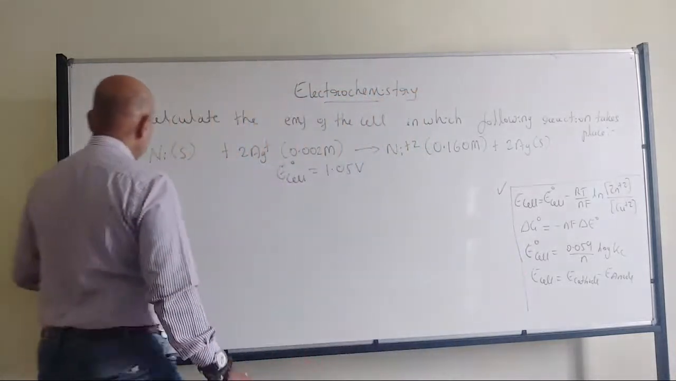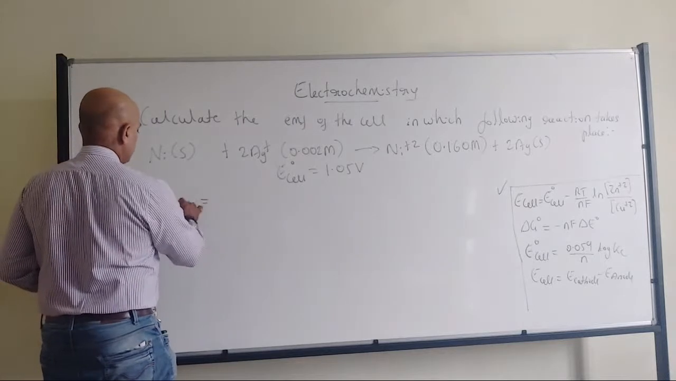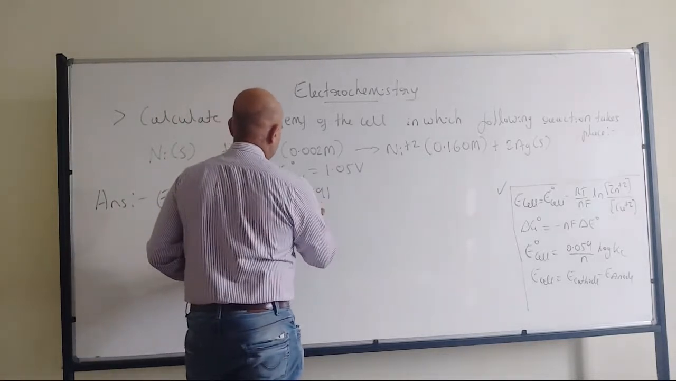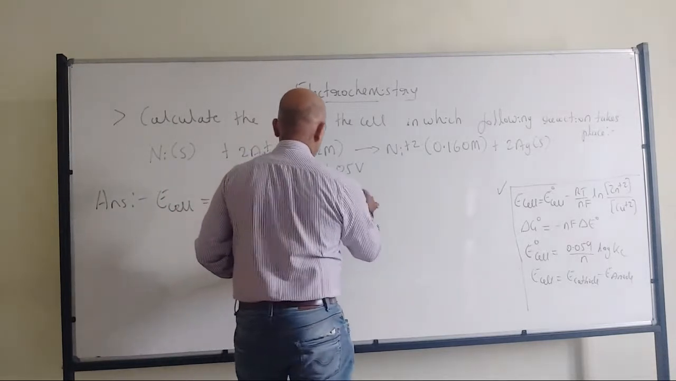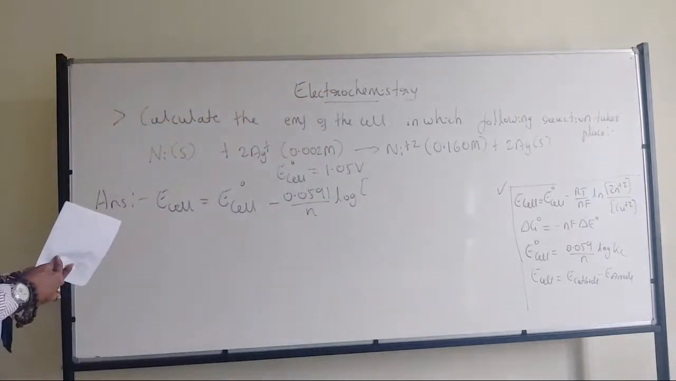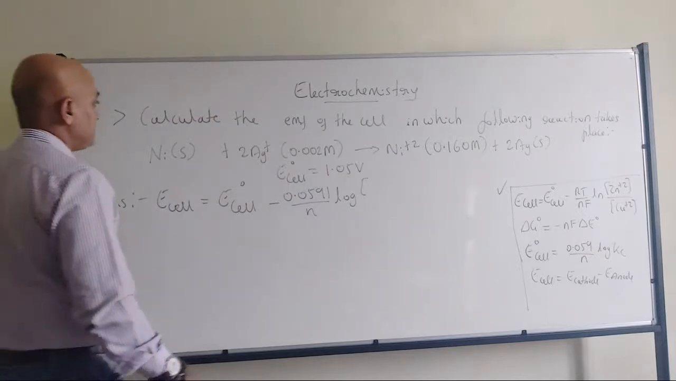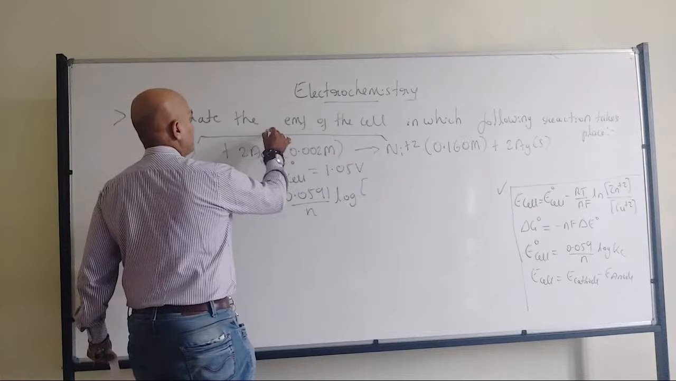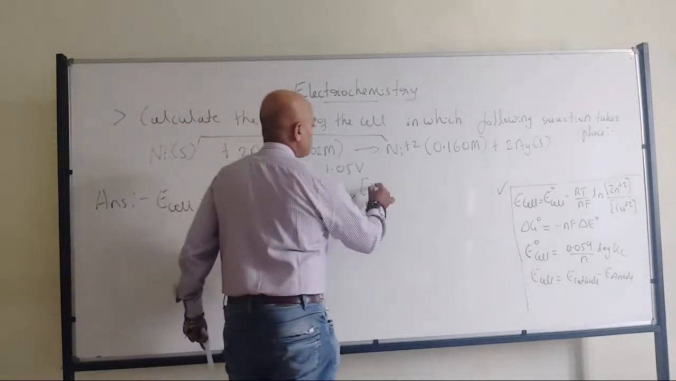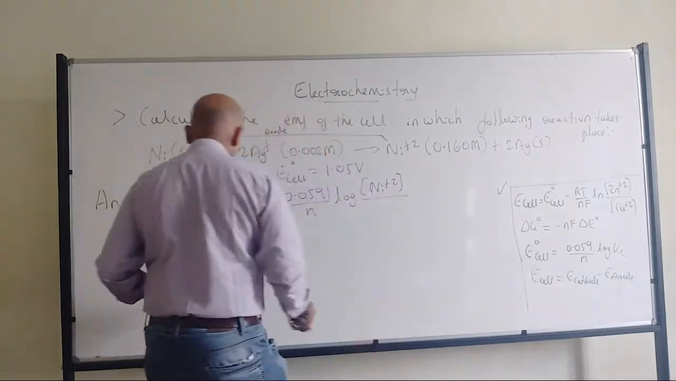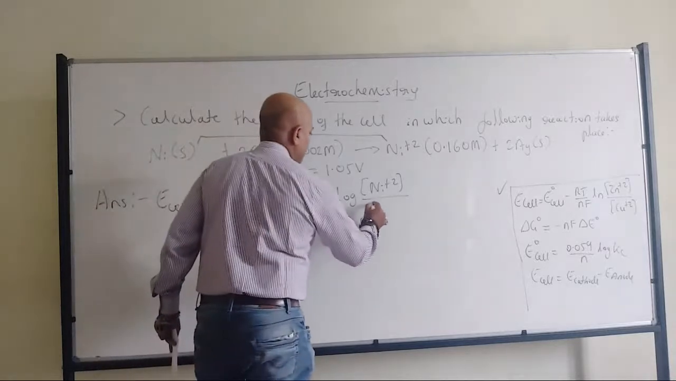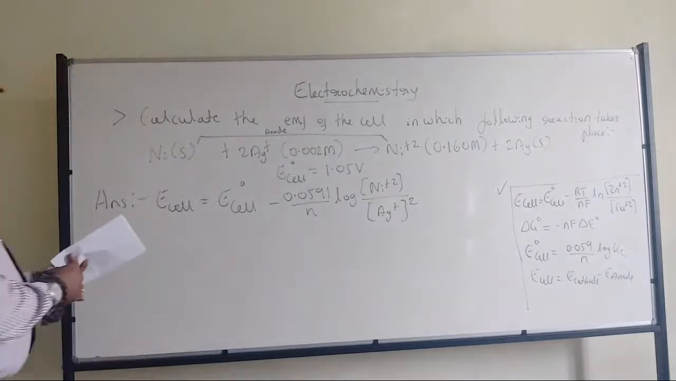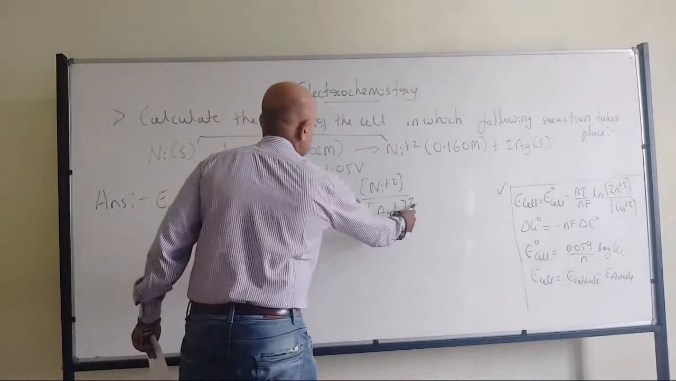We have to go with the first equation where E cell is equal to E cell naught minus 0.0591 divided by n log of, now important here is which is the ion present at the anode part. If I observe the equation, I can see that nickel is the one which is donating the electron. So therefore, it should be the anode part, so I should mention nickel ion in the numerator. Naturally, this will be the cathode ion, silver plus, but it should be squared because 2 silver ions are involved. So don't forget to mention this one.